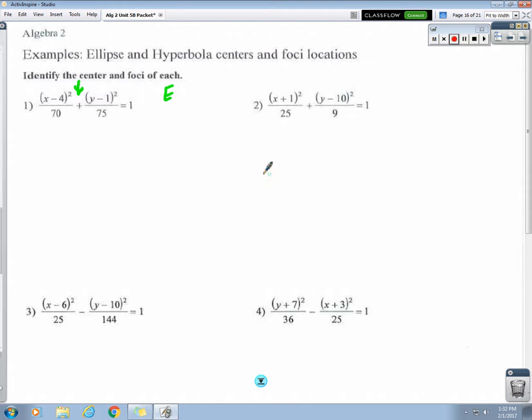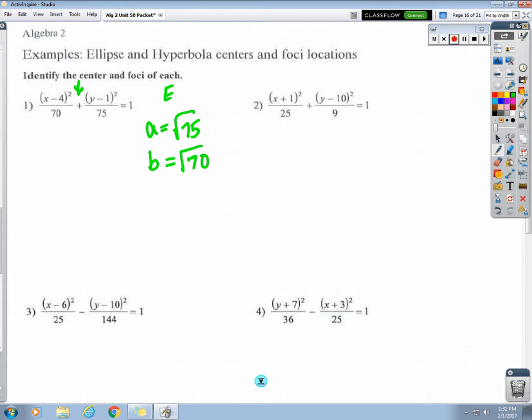So for this one, what number is in the a place? But technically, wasn't that the square root of 75? So we'll just leave it, since it's not going to be pretty, we'll just leave it the square root of 75. What was b? Square root of 7. Okay, so that's your a and b.